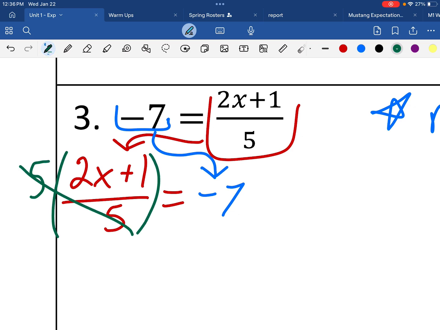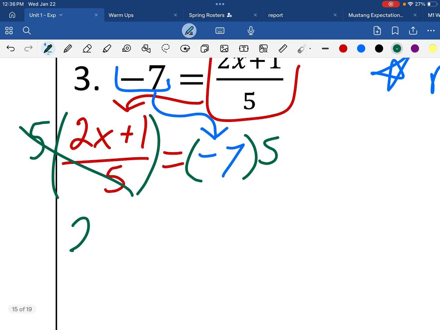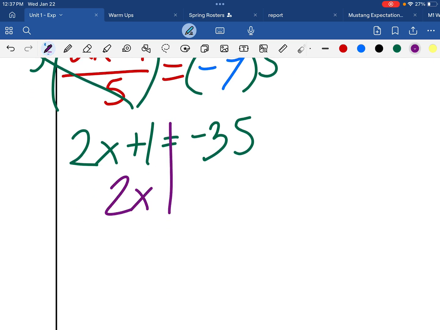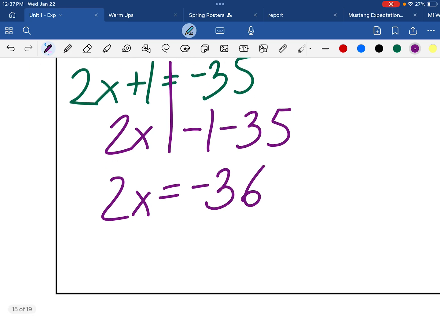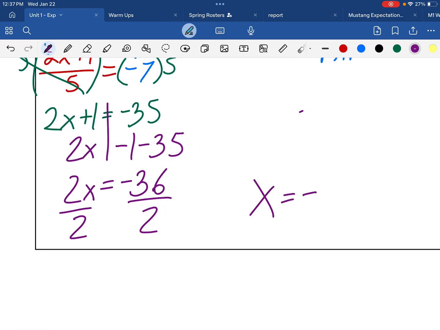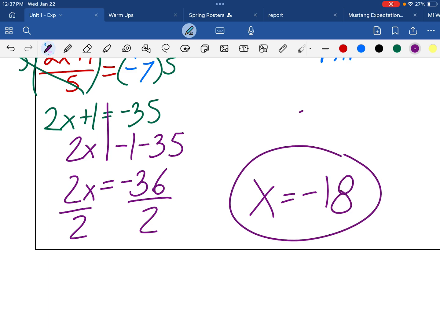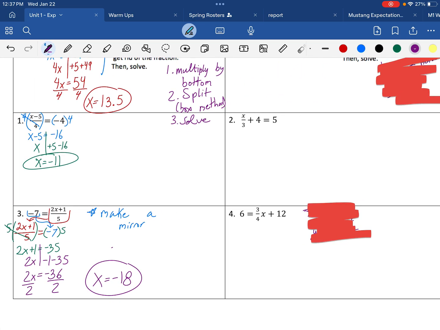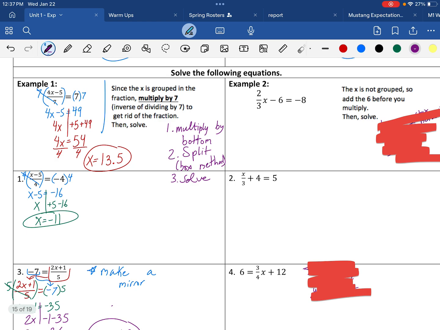Multiply by 5, multiply by 5. So we get 2x plus 1 equals negative 35. We do our split, bring the 2x down. Positive 1 comes over, becomes negative 1. Negative 35 drops. So we get 2x equals negative 36. Now we just divide and divide. x equals negative 18. Okay. So there's 3 examples of when the x is grouped inside the fraction.